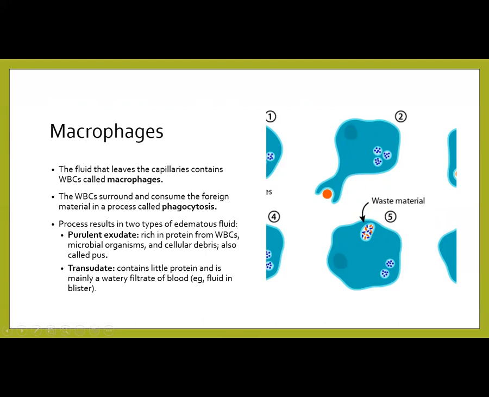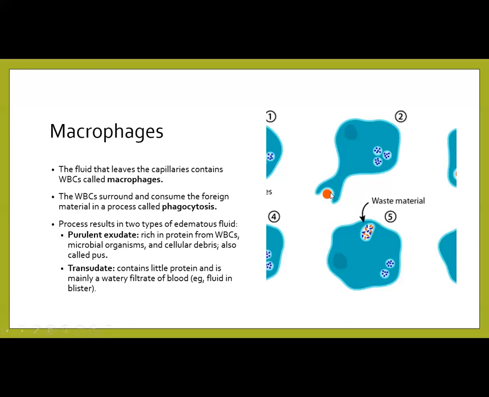So this process can result in two types of fluid. You've got purulent exudate and transudate. Purulent exudate is rich in protein from white blood cells, microbial organisms, and cellular debris, and it's also called pus. Transudate contains little protein and is mainly a watery filtrate of blood, so fluid in a blister.